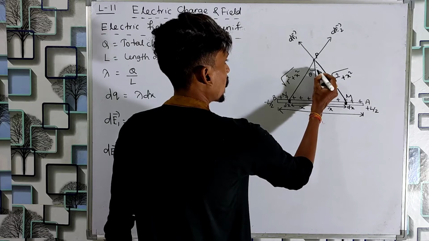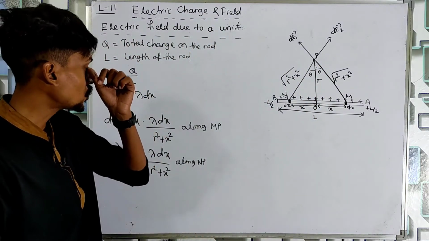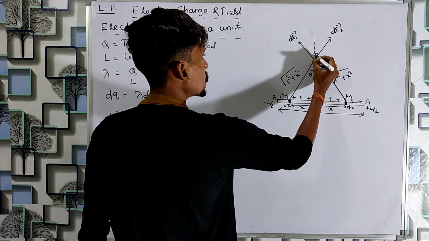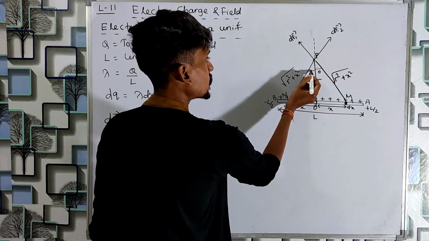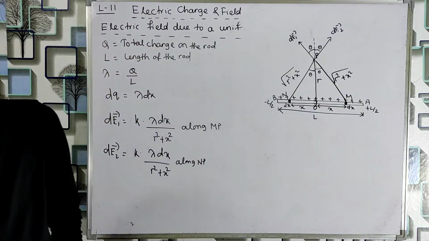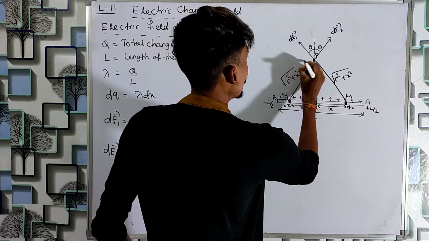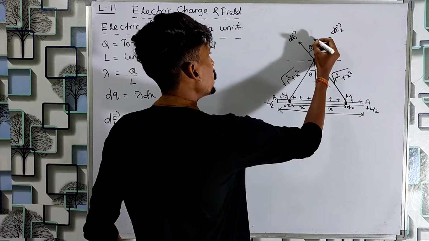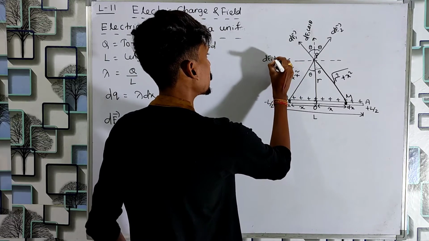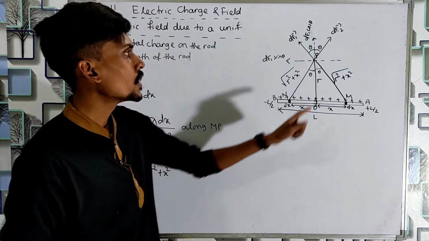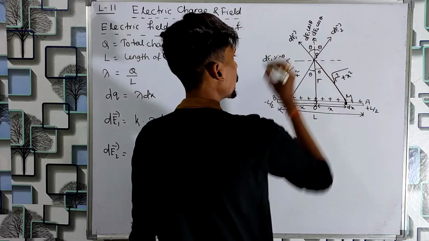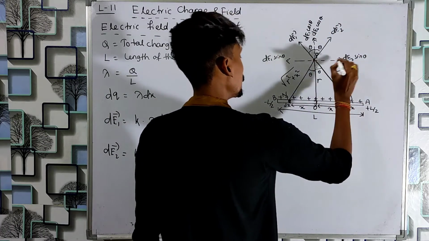Now assume that this angle is theta and this angle is theta. Let us resolve the two electric fields dE1 and dE2 into rectangular components. If this angle is theta, then this angle will also be theta because they are opposite angles. Similarly, if this angle is theta, then this angle is also theta. Is that clear? Now if you resolve dE1 vector, you will get dE1 cos theta in this direction and dE1 sin theta in this direction. Similarly, if you resolve dE2 vector, you will get dE2 cos theta in this direction and dE2 sin theta in this direction.